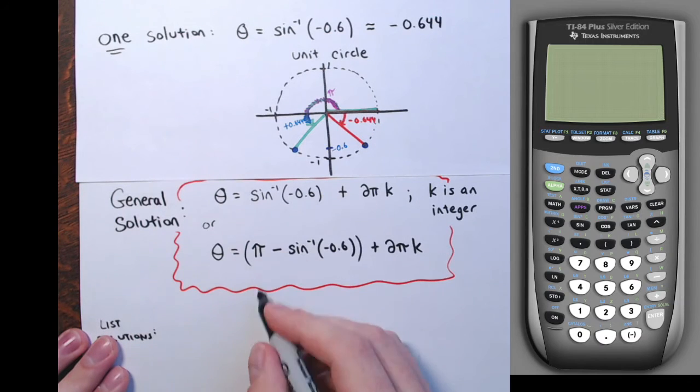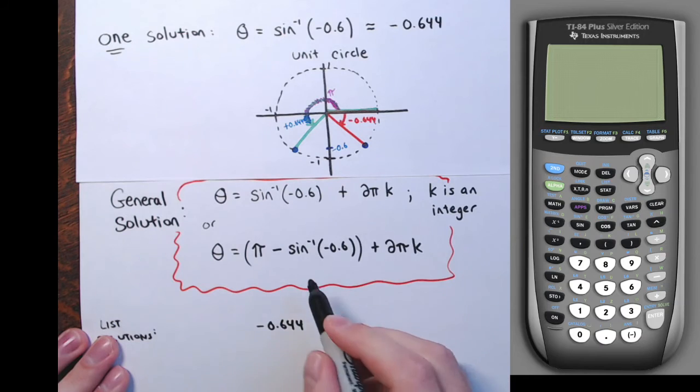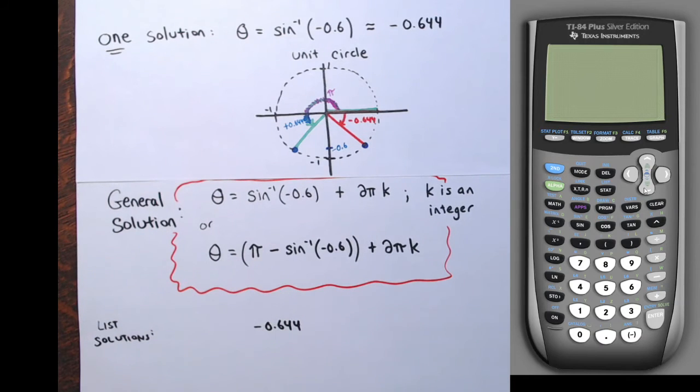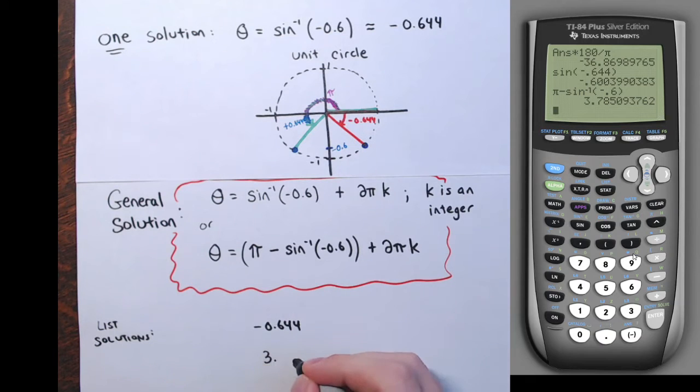So one of them is about negative 0.644, and the other one here would be pi minus that. So pi minus the inverse sine of negative 0.6. So about 3.785.